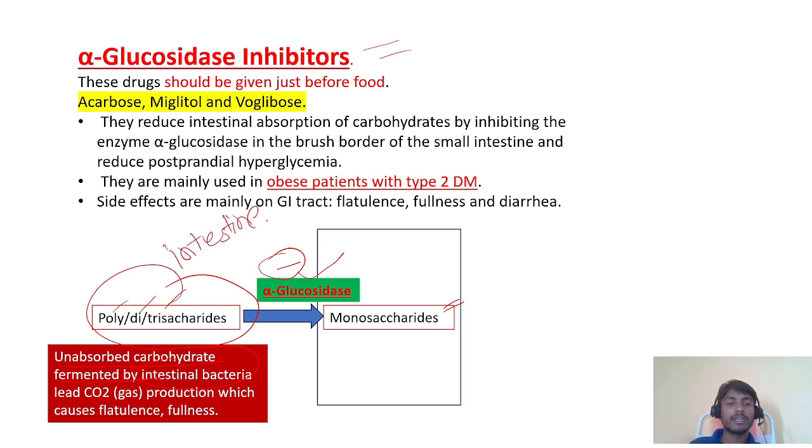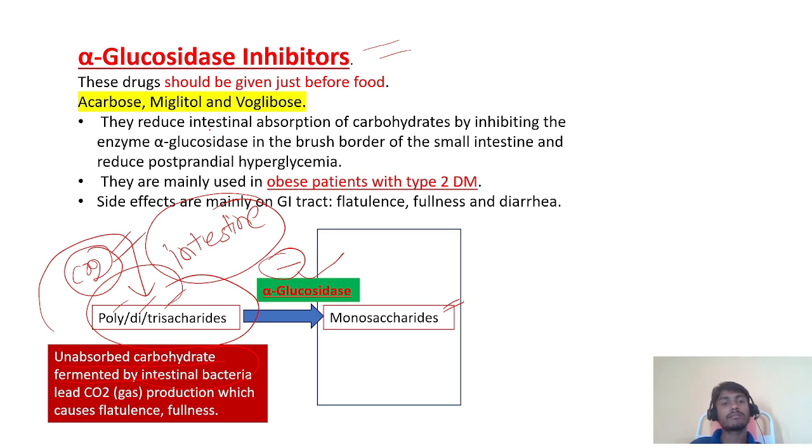If it is there in the intestine, what will happen? Some of the bacteria will act on these carbohydrates, thereby releasing carbon dioxide gas. The alpha glucosidase inhibitor drugs are acarbose, miglitol and voglibose. These drugs should be taken before food, and they are majorly used in obese patients with type 2 diabetes.